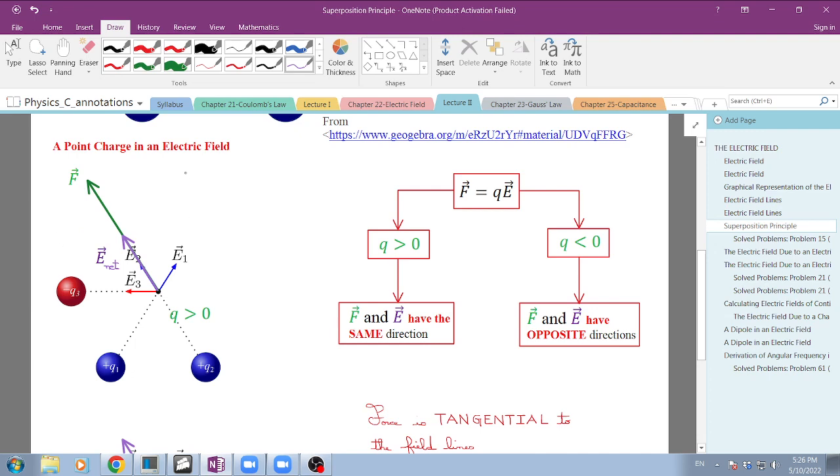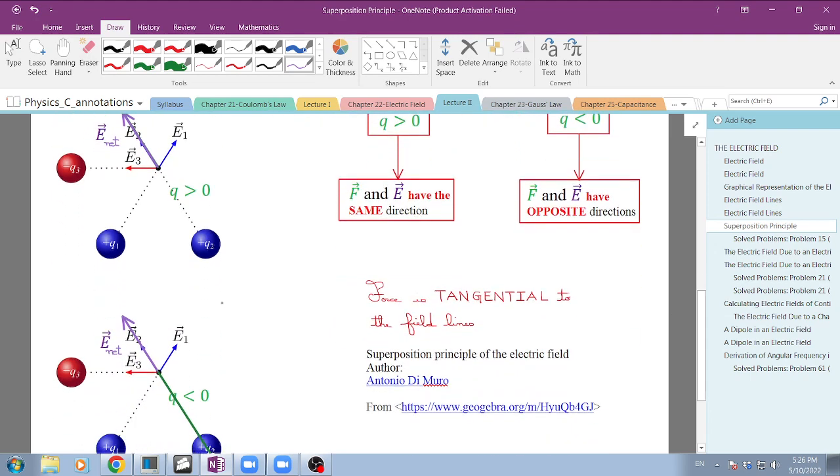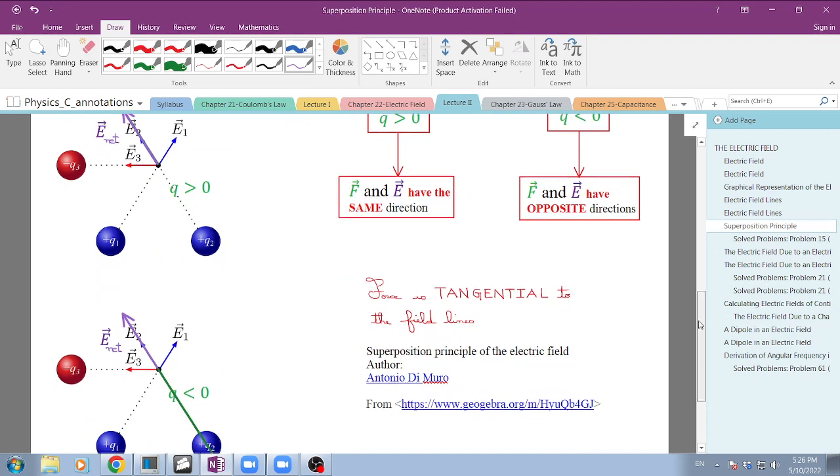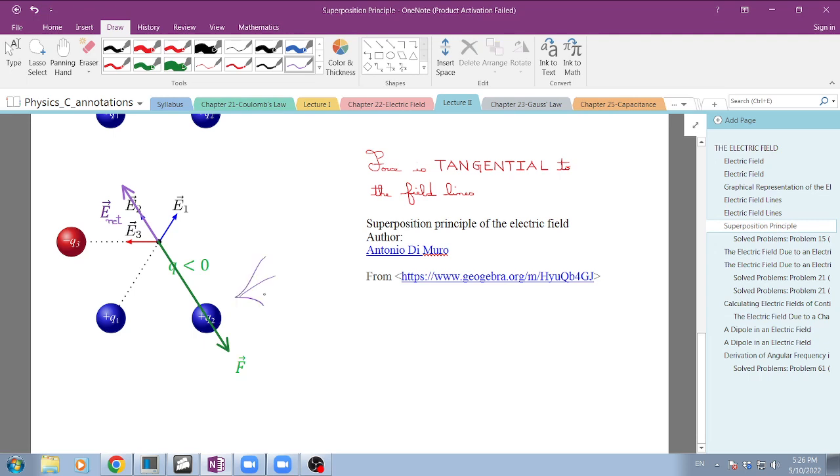What I'm saying is that if the charge is positive, the force is going to have the same direction as the field. If the charge is negative, you're going to have the opposite. I put graphs here for you. See that.